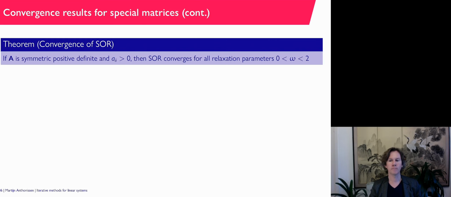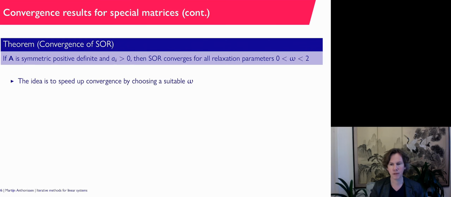So if you have a matrix that is symmetric positive definite, which is a very nice property for a matrix to have, and if the diagonal entries are bigger than 0, then the SOR method will converge for any relaxation parameter omega, as long as you pick it between 0 and 2. Now remember, omega equals 1 is Gauss-Seidel, omega less than 1 is under relaxation, slower convergence in general, and omega bigger than 1 will speed up convergence. So apparently we should pick it between 1 and 2.